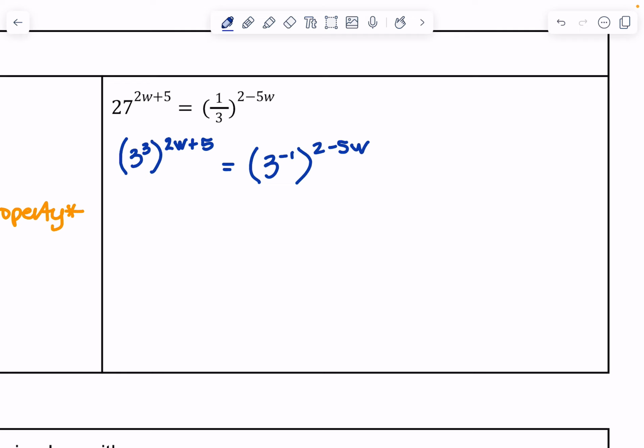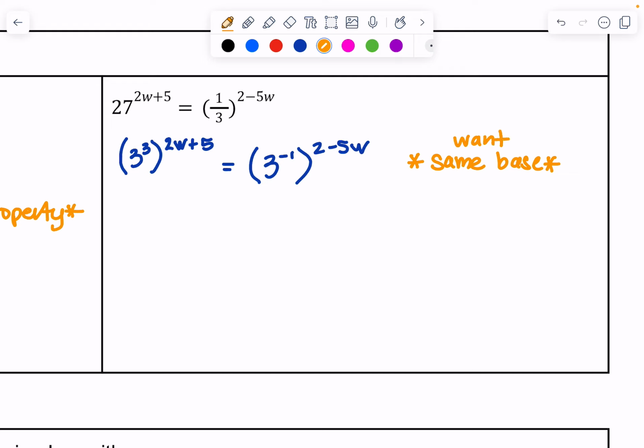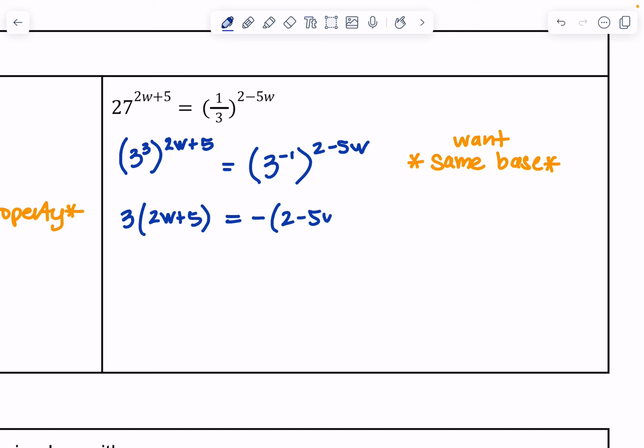Okay, now we have, so I guess let me make a note out to the side. Here we want same base, if possible. So I'm going to put want same base if possible. And now that we have the same base, we can take the exponents equal to each other. So here we have 3 times 2w plus 5 is equal to negative 2 minus 5w. So you have to remember from Algebra 1, but if I have power to a power, that means multiply.